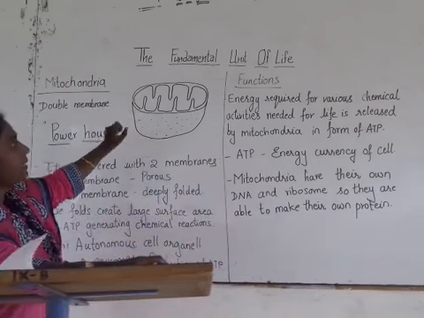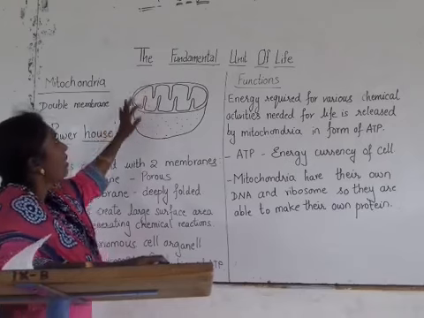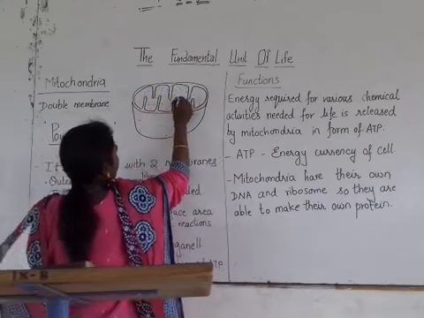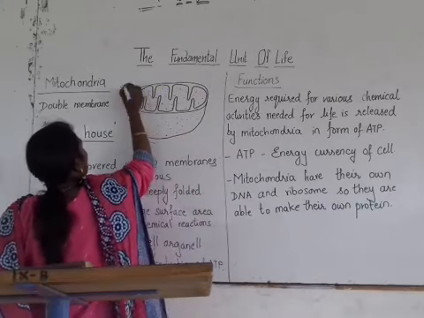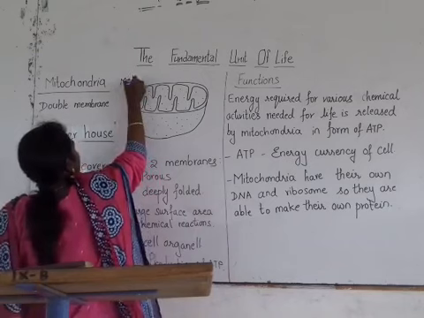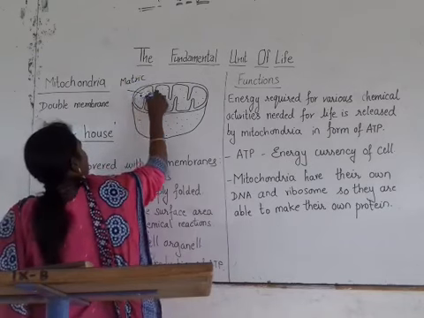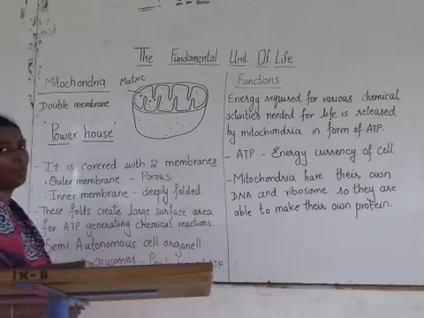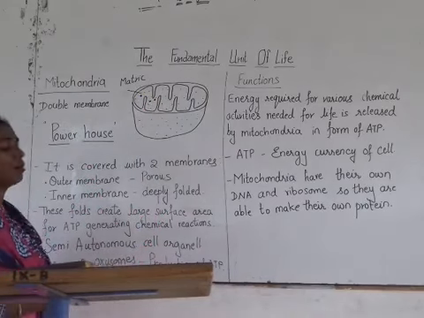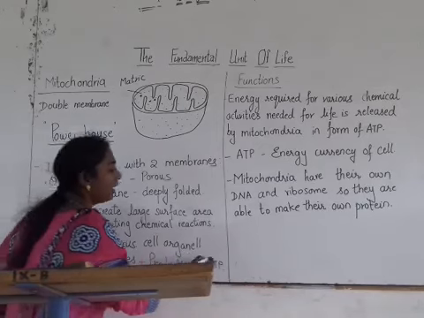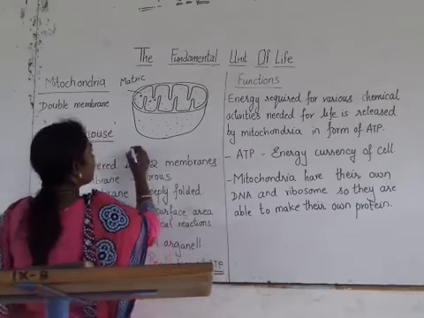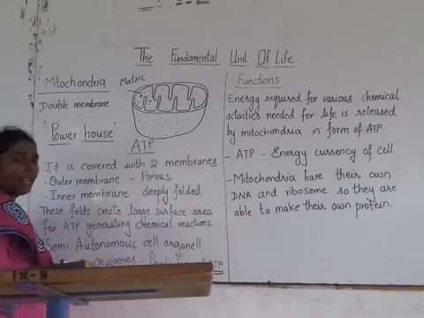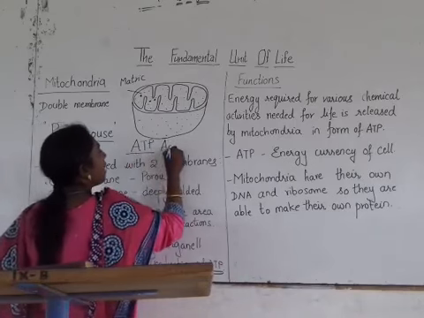Now, this consists of internal material which is called as matrix. A fluid is present which you commonly call it as matrix. And the structures are present which you call them as oxysomes. These oxysomes help in the production of ATP. Now you may ask me, what is ATP? Expansion of ATP is adenosine triphosphate.